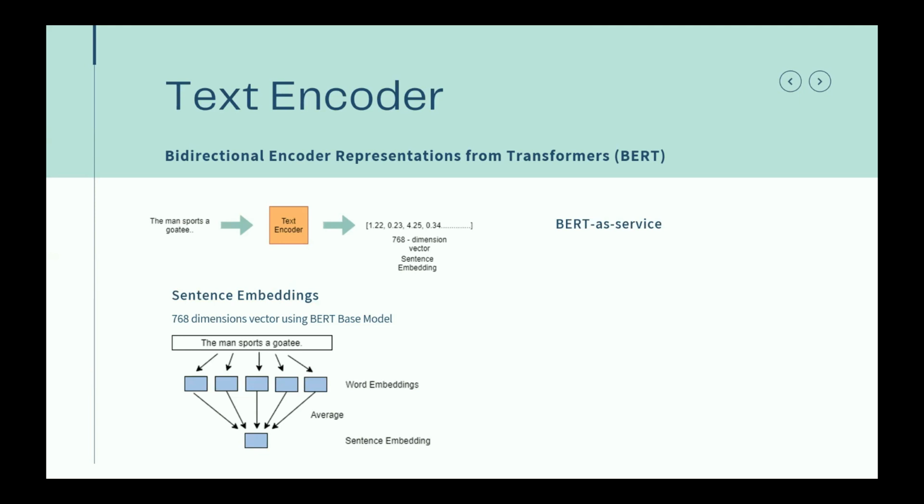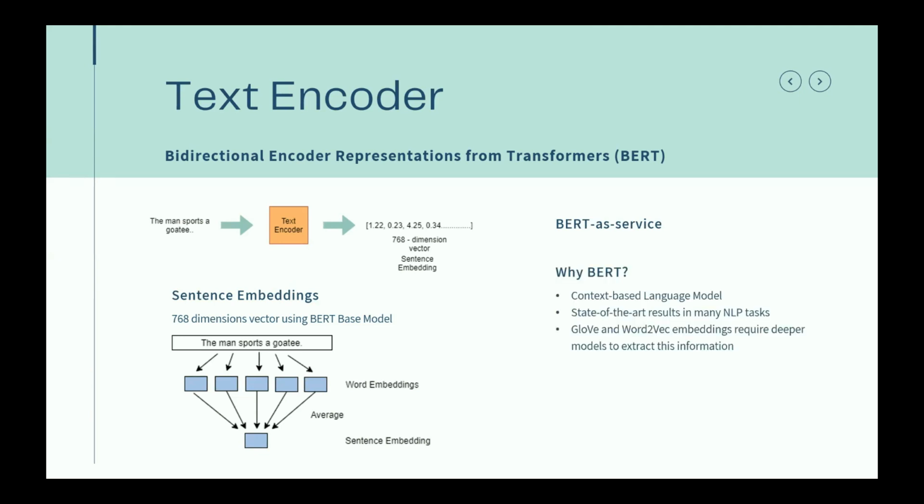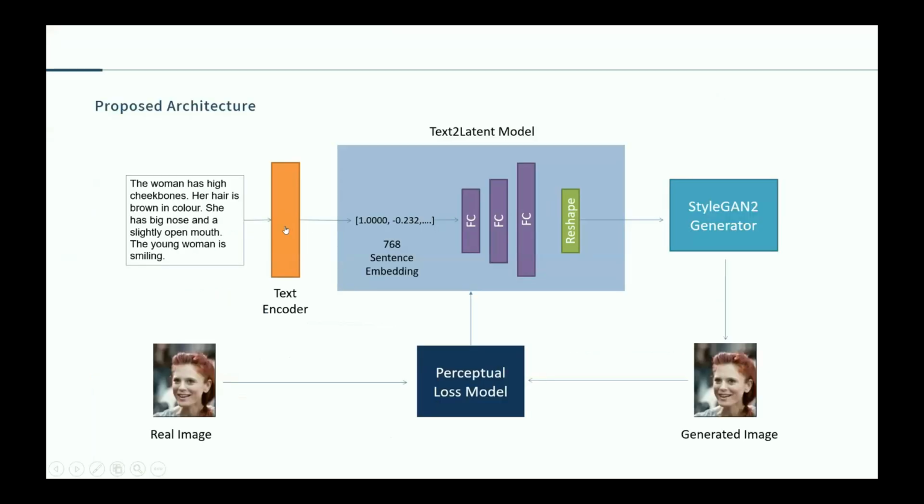The main reasons why we chose BERT: first, its state-of-the-art performance in many NLP tasks, and it's a context-based language model that also follows bidirectional training, and for these reasons it has very good performance in NLP tasks. And most of the work that is done on text-to-image and text-to-face generation has not explored the use of this model, so we focused on using BERT as our text encoder. So now we pass this to the text encoder and obtain a sentence embedding.